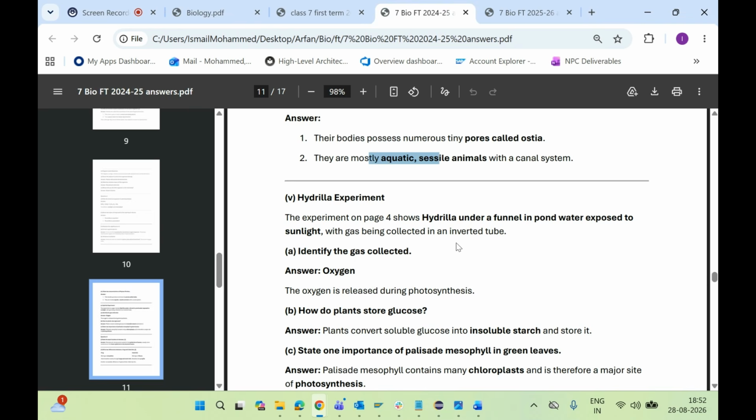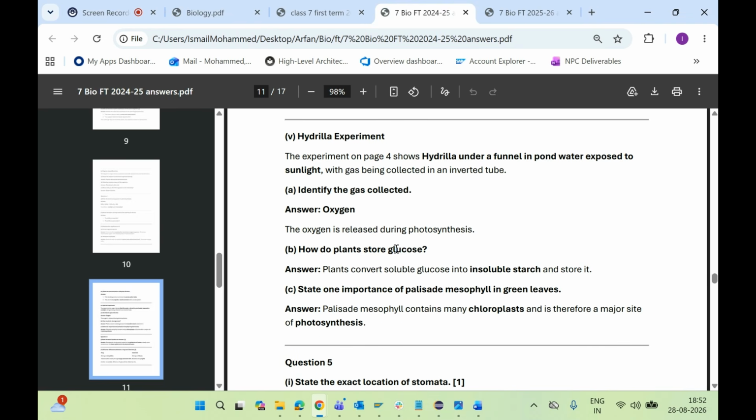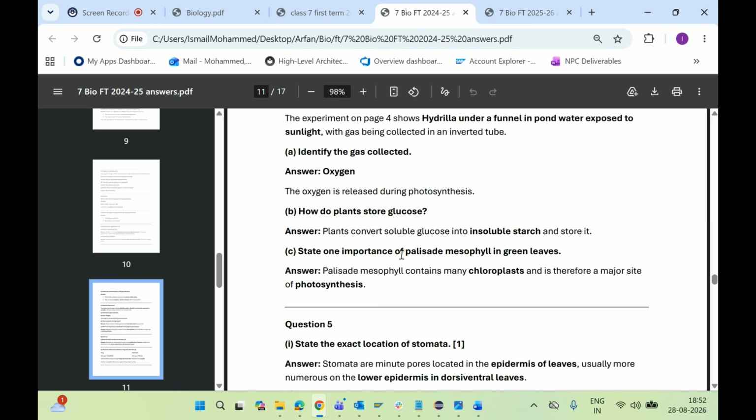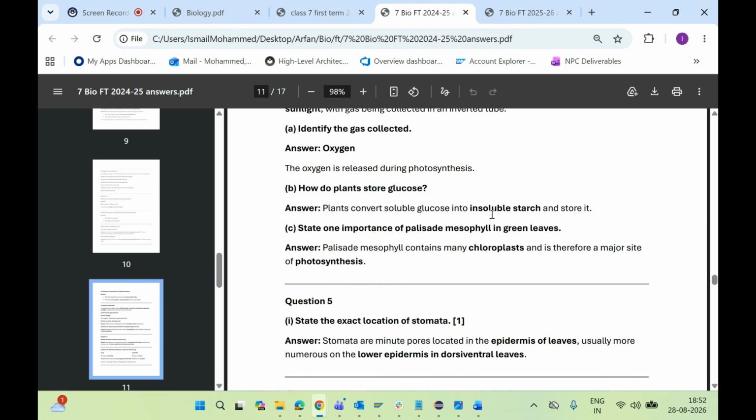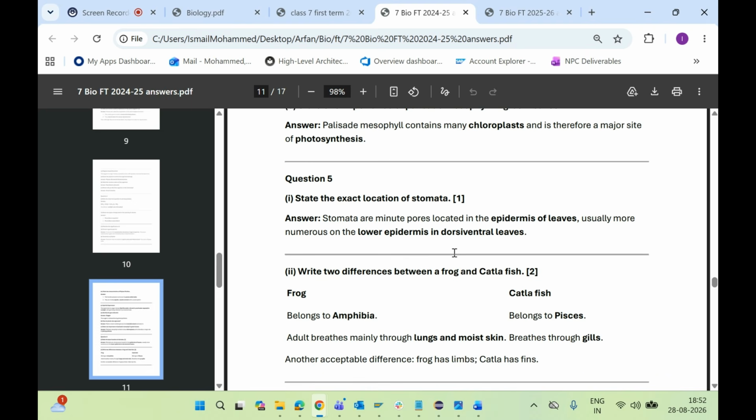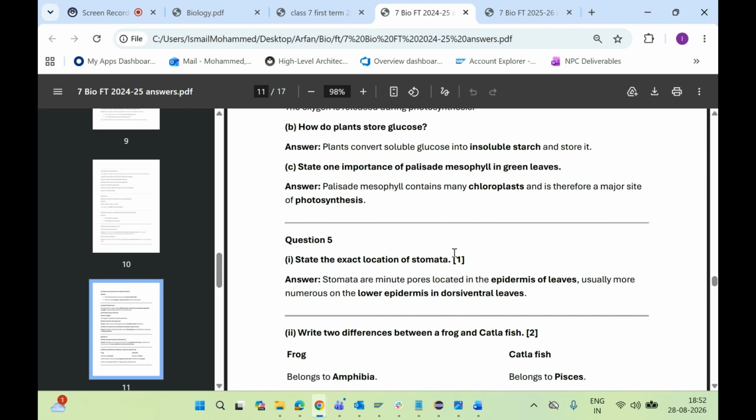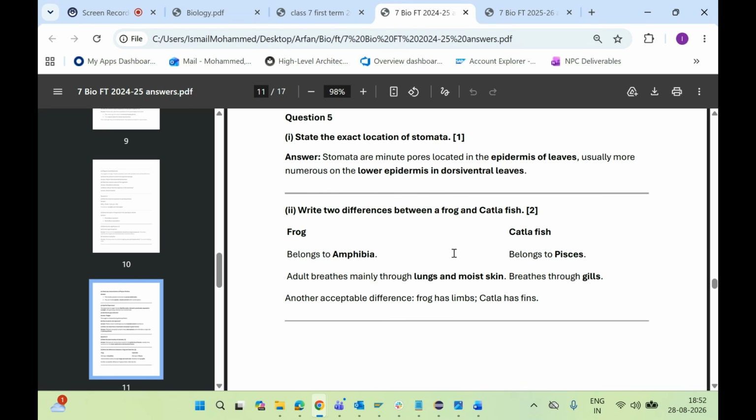Okay, so the gas collected is oxygen, because oxygen is released during photosynthesis. How do plants store glucose? They store glucose as insoluble starch. Okay, they convert glucose into insoluble starch. And one importance of palisade mesophyll in green leaves is they contain chloroplast. Okay, because chloroplast is the one which stores all the food that is produced during photosynthesis.